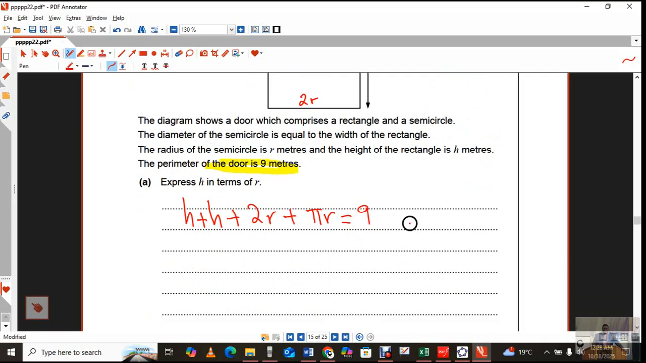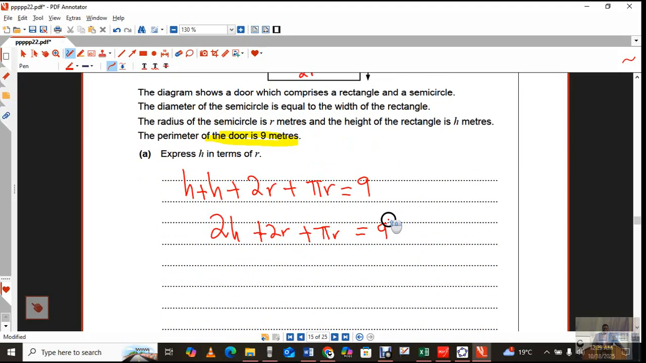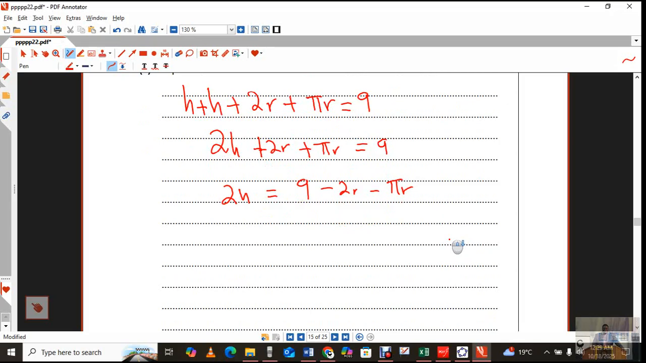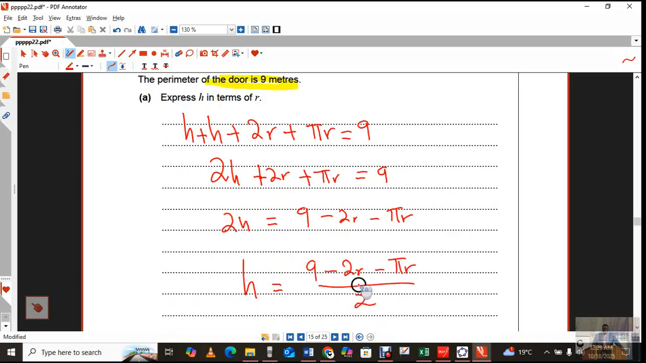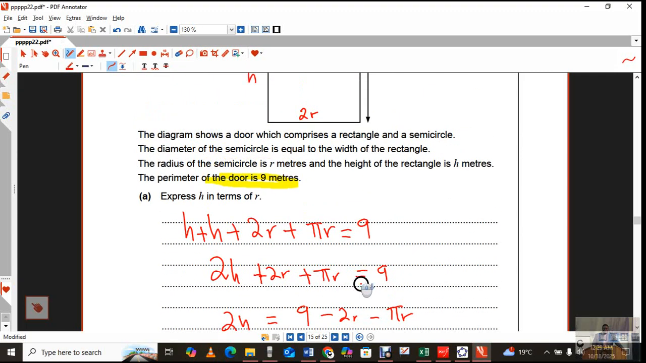Okay, and then they want us to express h in terms of r, so 2h plus 2r plus pi r is equal to 9. So what they look for is h must be the subject of the formula. First, 2h is equal to 9 minus 2r minus pi r. Then h is going to be 9 minus 2r minus pi r, everything over 2. That is, we express h in terms of r.